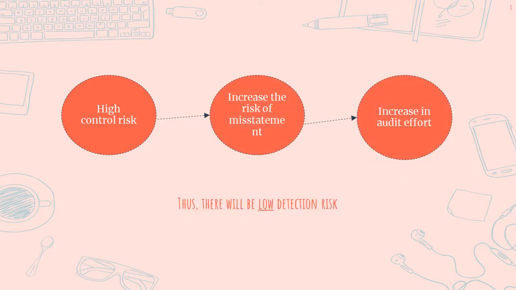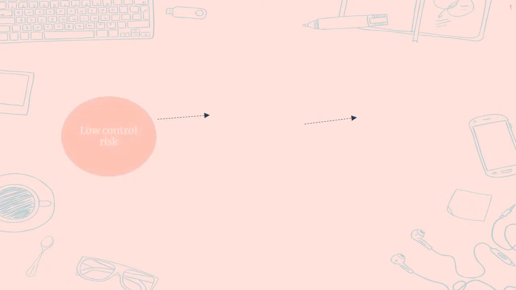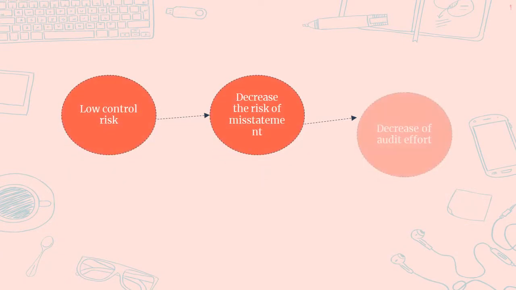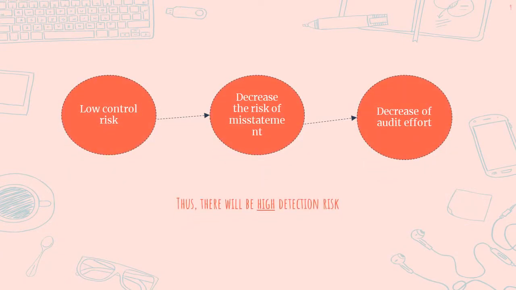When there is high control risk, the risk of misstatement will increase, which could lead to an increase in audit effort. Thus, there will be low detection risk. When there is low control risk, the risk of misstatement will decrease and will also lead to a decrease in audit effort. Therefore, there will be high detection risk.